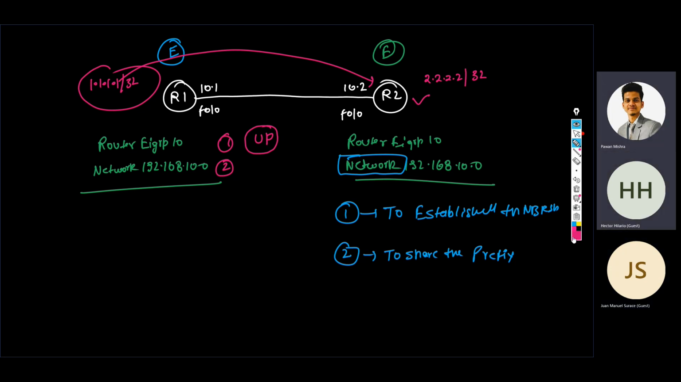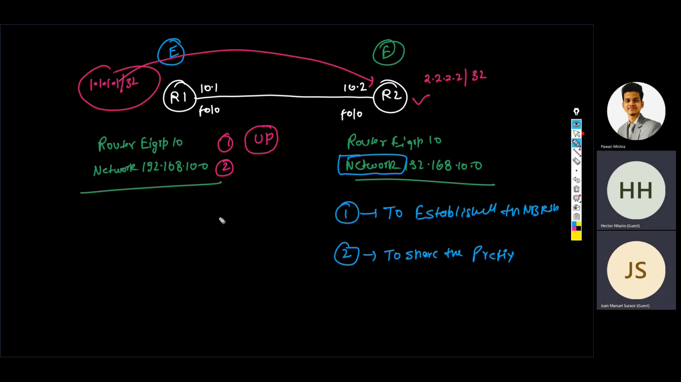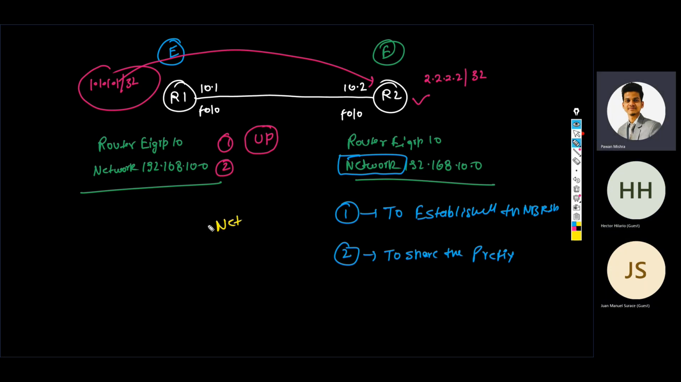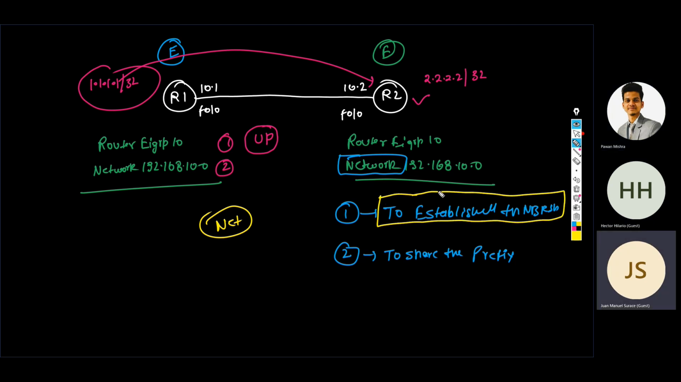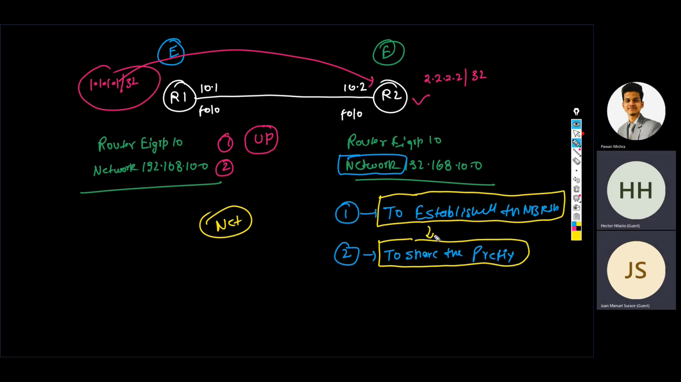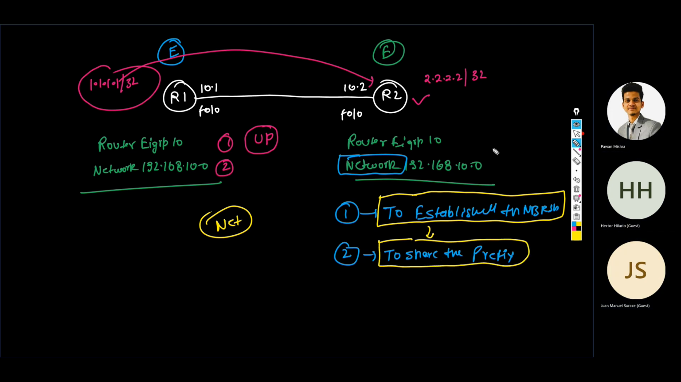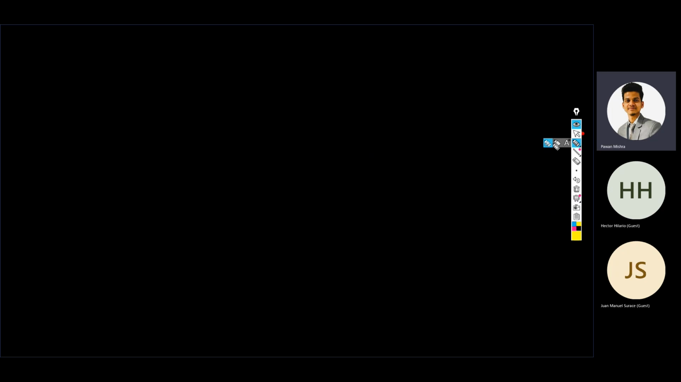Yes, guys, is this clear to everyone? So what is the network command? Why are we using a network command here? This network command will do two tasks. First is to establish the neighborship. Second is to share the prefix. Yes, great. But in case of BGP, what happens? In case of BGP, let's say again we have a router R1 and a router R2.